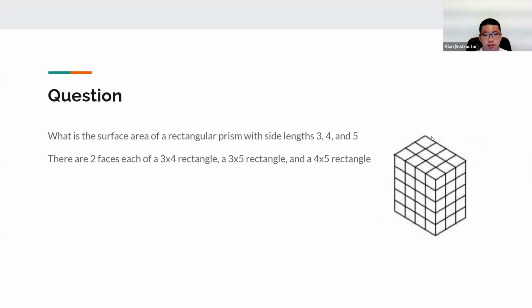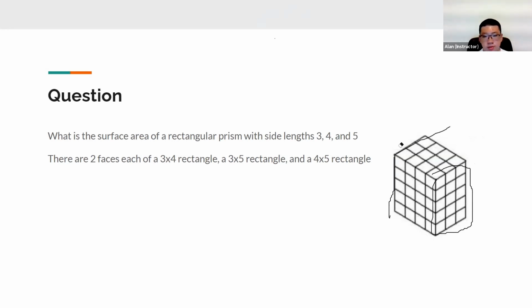So there are two faces each of a 3x4 rectangle, a 3x5 rectangle, and a 4x5. And what I mean by that is, here's the 3x4 face, and there's another one on the bottom. And then, here's a 4x5 face, and there's going to be another one behind, which is right here. And then finally, there's going to be another two of a 3x5 face. There's one here, and there's one in the back, which you can't really see.